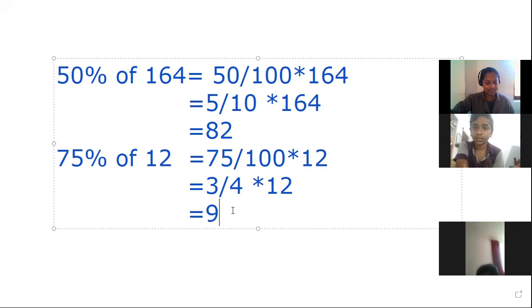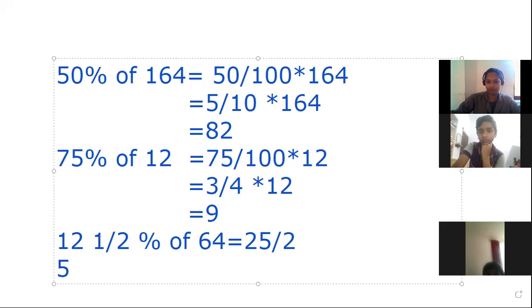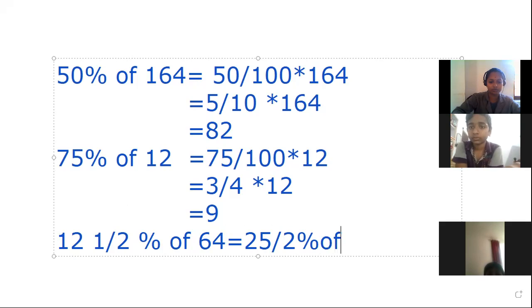Okay. So next one, 12 and a half, 12.5% of 64. Here the fraction is a mixed fraction, 12 1 by 2. How will you convert 12 1 by 2? 12 into 2 plus 1. 12 into 2 is 24. 24 plus 1, 25. 25 by 2 % of 64.